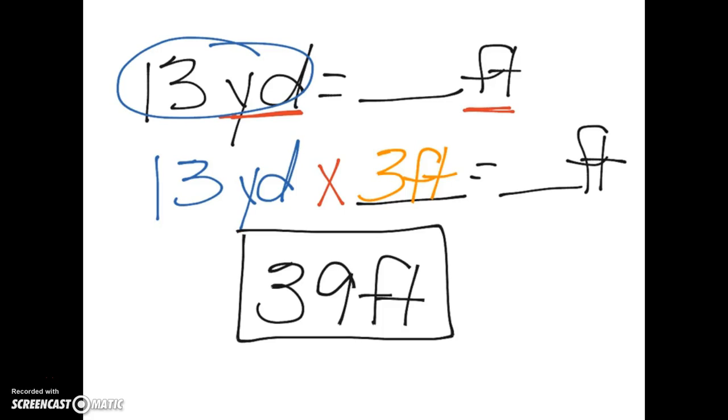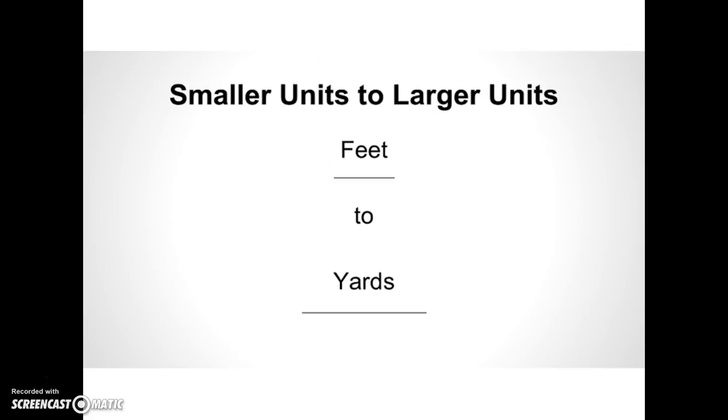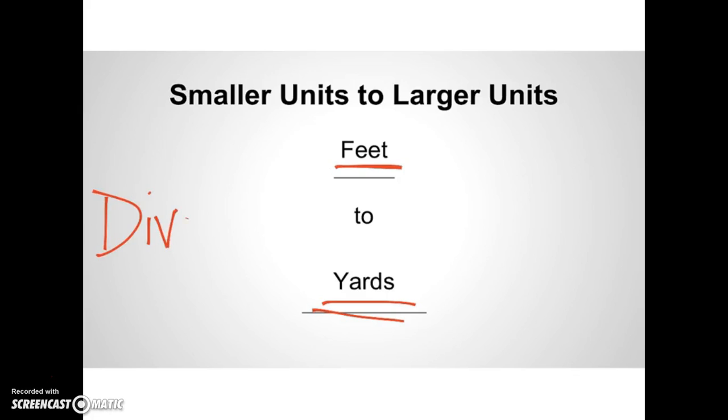What about if we want to go the other way? What if we want to go from smaller units like feet into larger units like yards? Okay? You're going to notice that we are going the opposite direction, so we want to use the opposite operation. So we're going to divide this time instead of multiply. Let's look at an example.